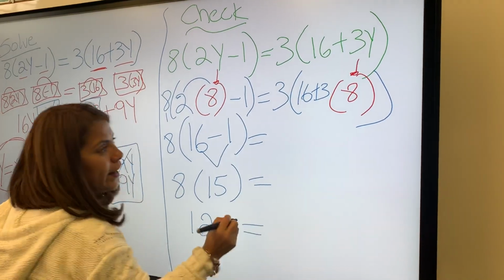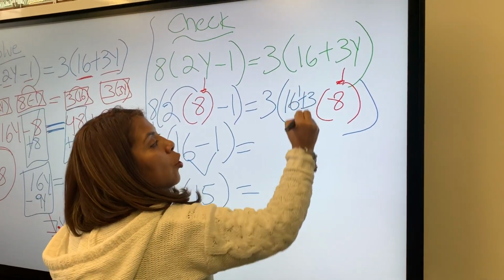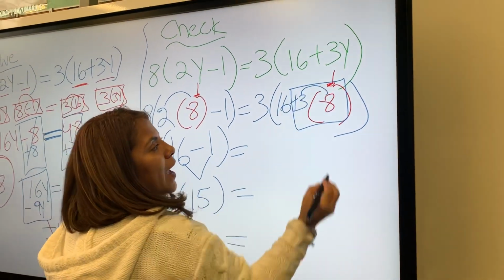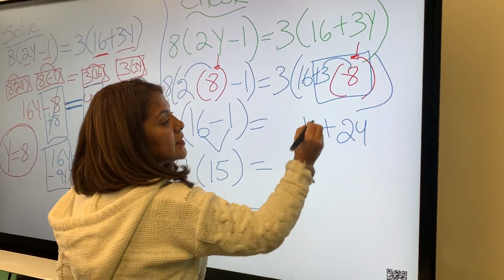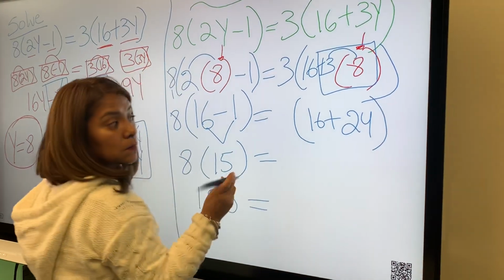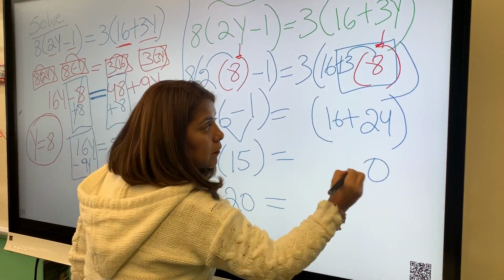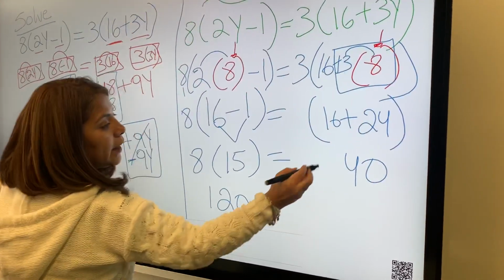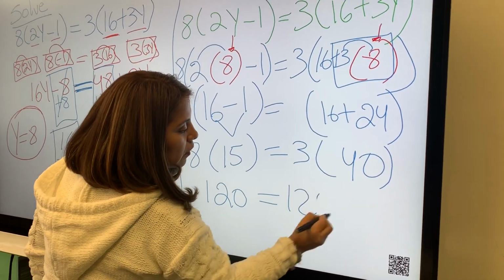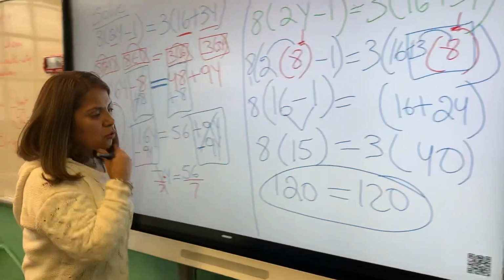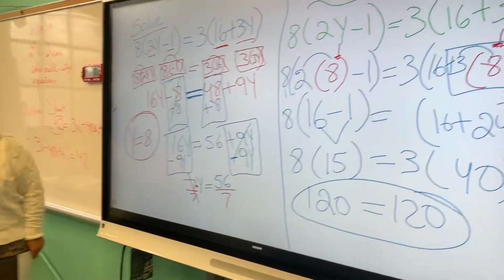Now, look at this here. I'm going to do first 3 times 8. What would that give me? 24. Plus my 16. What would that give me? 40. And 40 times 3. What would that give me? 120. Do I have 120 on each side of the equation?